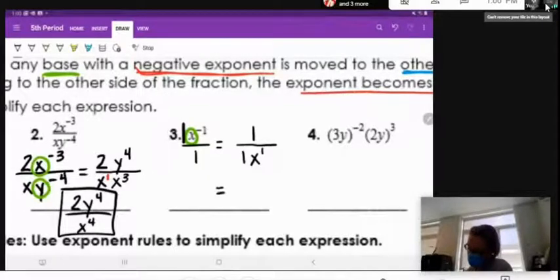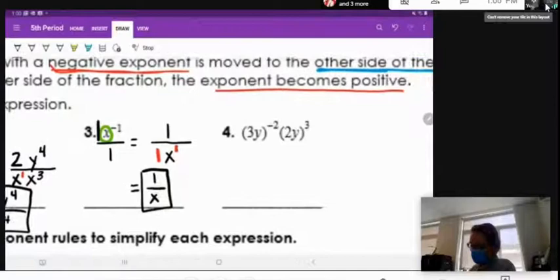But this is typically not how we would write our answer here. This is not wrong, but normally we would just write it as 1 over x. Because we don't need, I'm going to do it in red, we don't need this one, and we don't need this one. We don't have to write those. So you just write your answer as 1 over x, nice and simple.